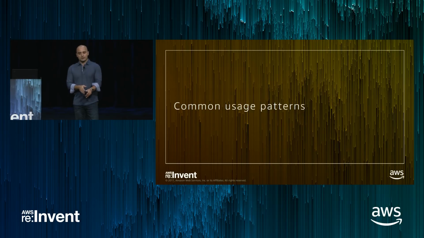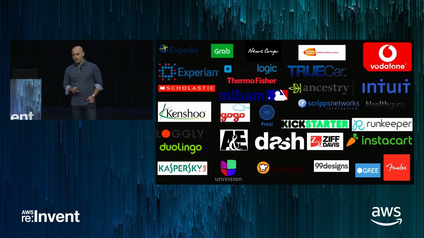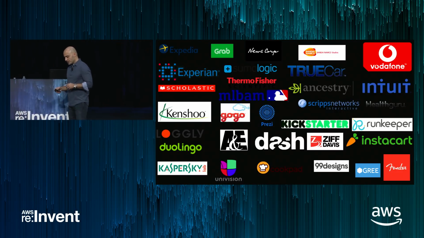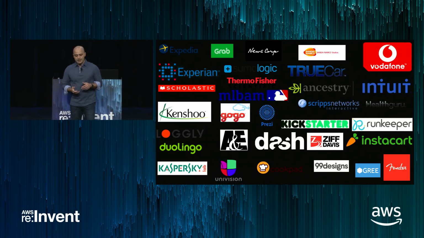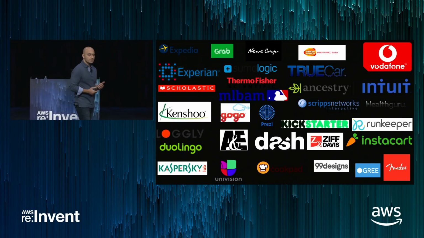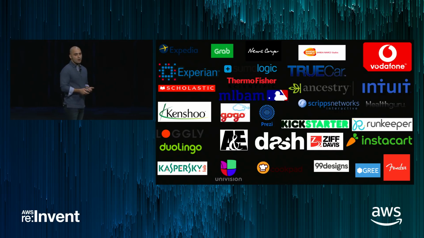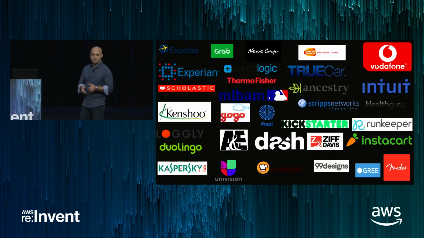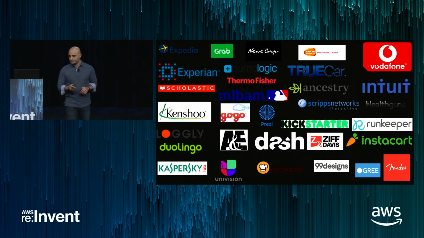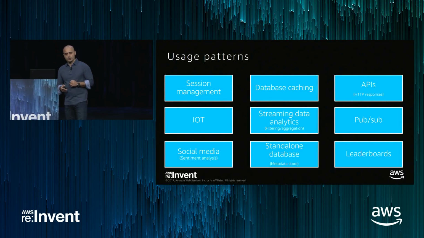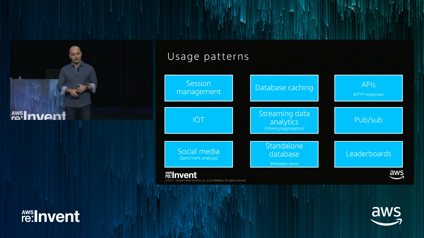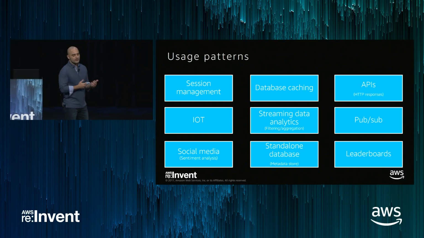Now we'll review some common usage patterns with ElastiCache. So this first slide is really just a slide to show different types of organizations that use ElastiCache. And it covers all sorts of verticals, and as I mentioned earlier today, all sorts of workloads. Those workloads span from caching to sentiment analysis, streaming data, and various other things.